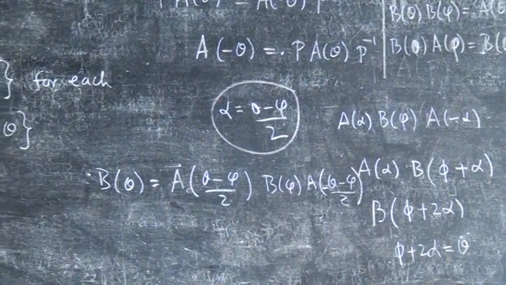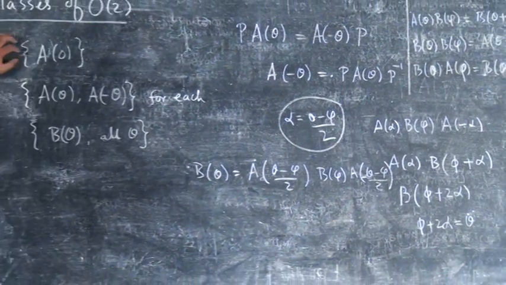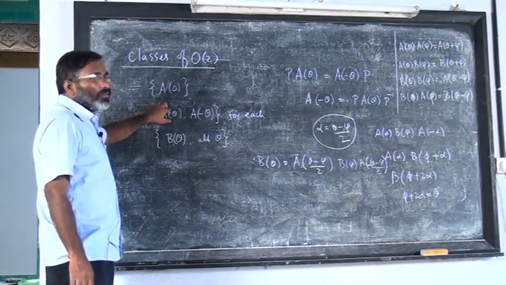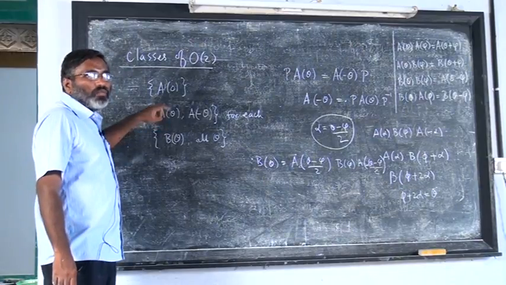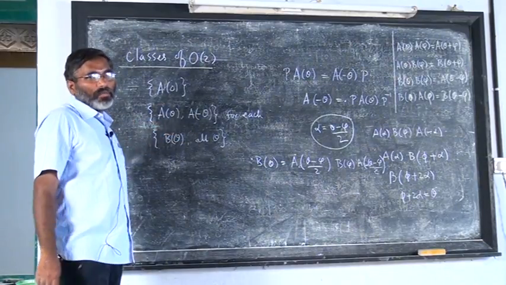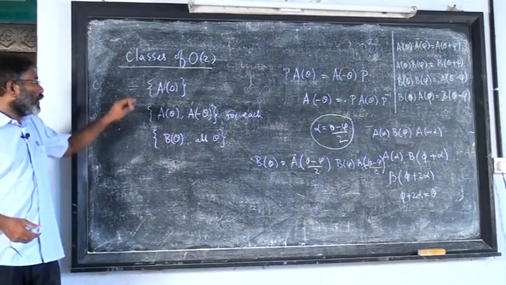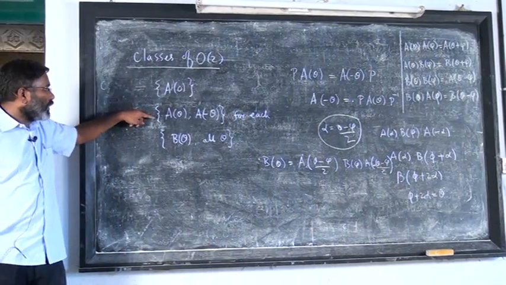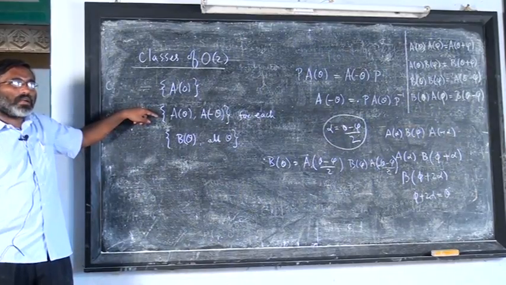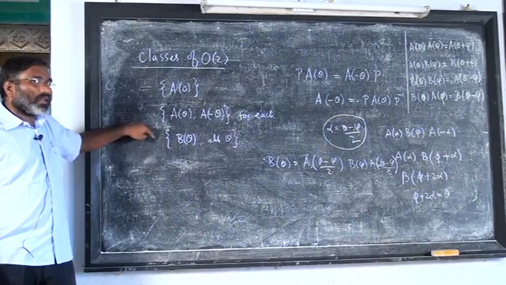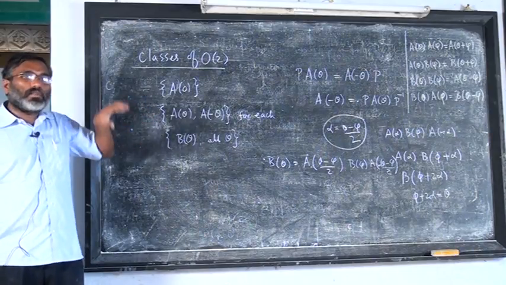Okay. So the class structure is like this. Identity is one class. There are infinitely many 2 element classes. There is one class with infinitely many elements. One element class, uncountably infinitely many 2 element classes, one class with uncountably many elements.